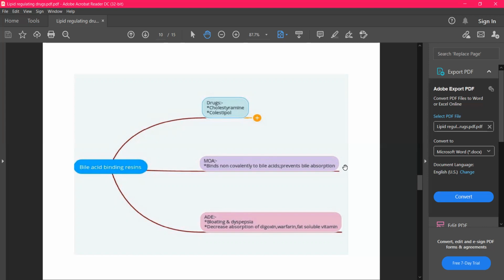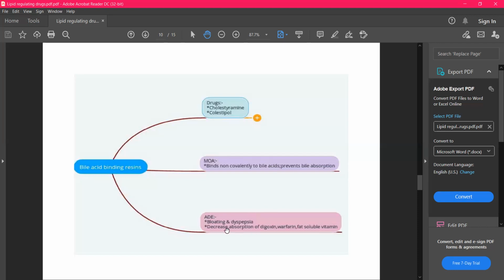And the other important thing is, because it's blocking the bile acid action, the fat absorption will be reduced as well. So we know that there are fat soluble vitamins as well, right? Vitamin A, D, E, K. Because of the reduced absorption of such vitamins, you can have signs and symptoms indicating vitamin A, D, E, K deficiency as well.